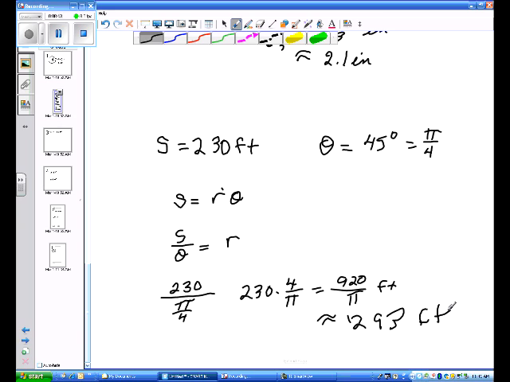Okay, 293 feet is what we would get there as our approximation for our radius. So you can use your formula in several different ways. So that's finding our arc length. Now, there are some typical types of problems that we have where we're using our arc length to find some things. Let's look at a couple of these, and then we're going to look at finding the area of the sector.